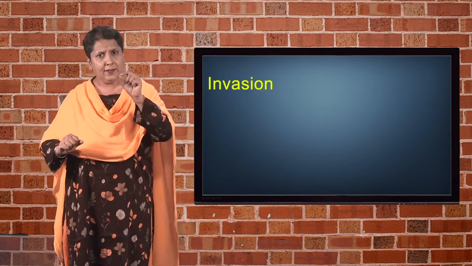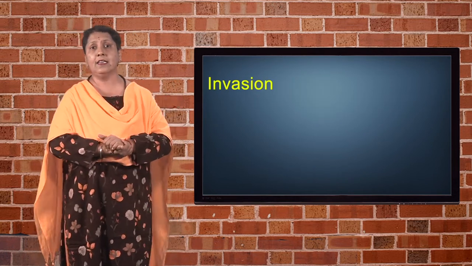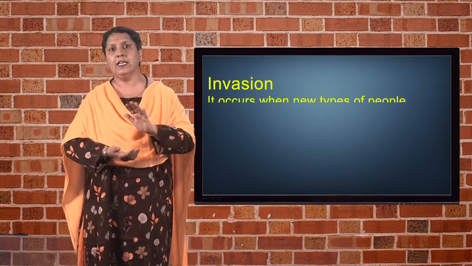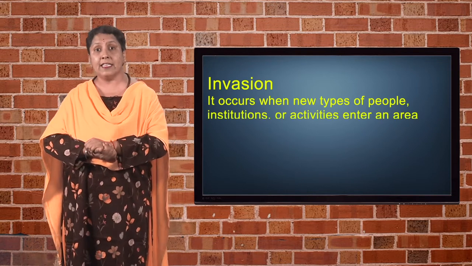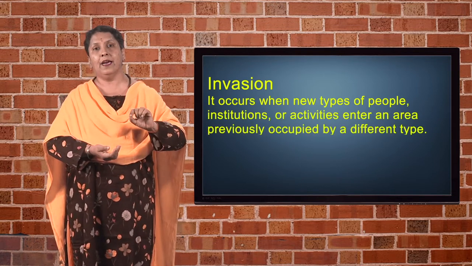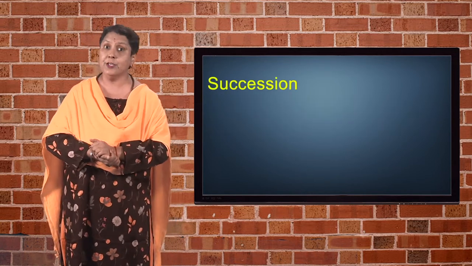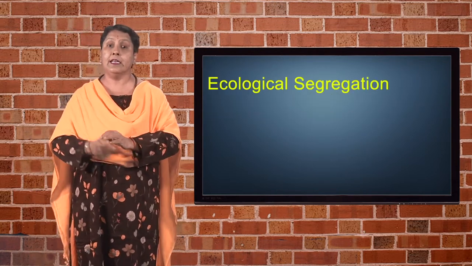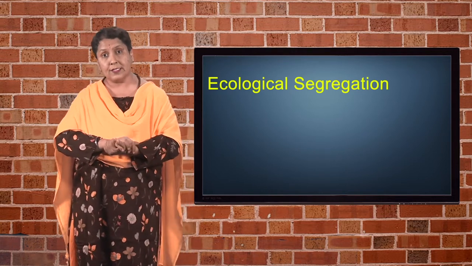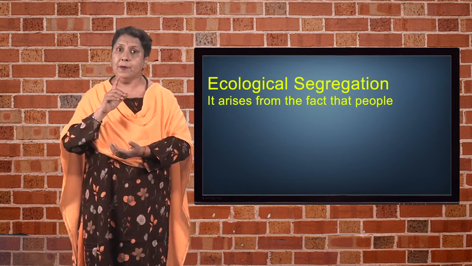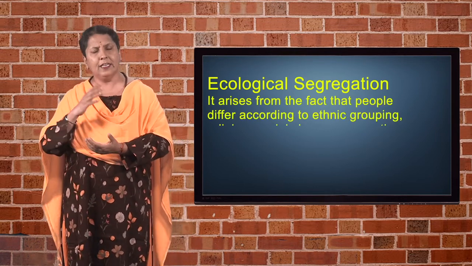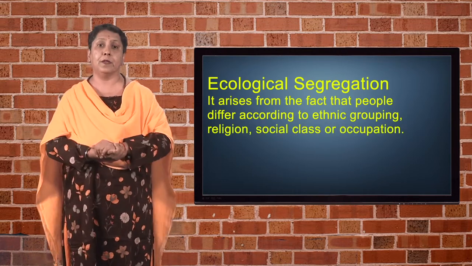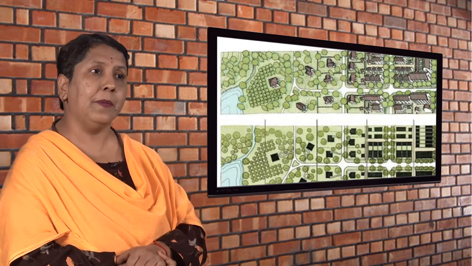Another important principle which you can see on your screen is invasion. It occurs when new types of people, institutions or activities enter an area previously occupied by a different type. Succession occurs when the new population or new function gains dominance. Ecological segregation is also an important principle. It arises from the fact that people differ according to ethnic grouping, religion, social class or occupation. Burgess described the changing spatial patterns of residential areas as a process of invasion and succession.